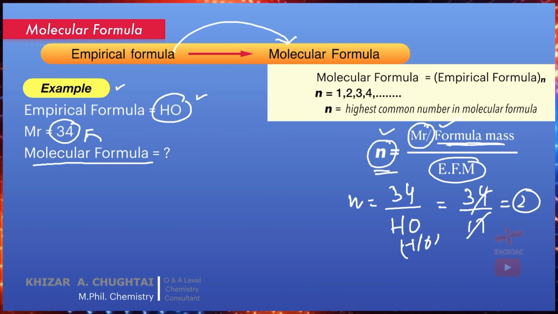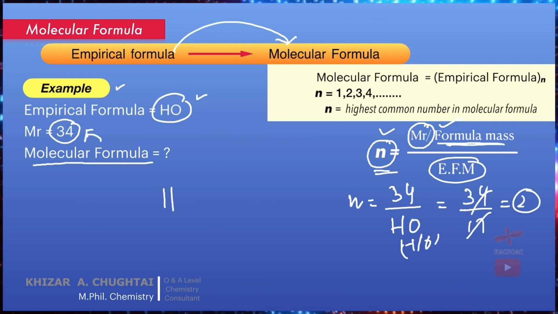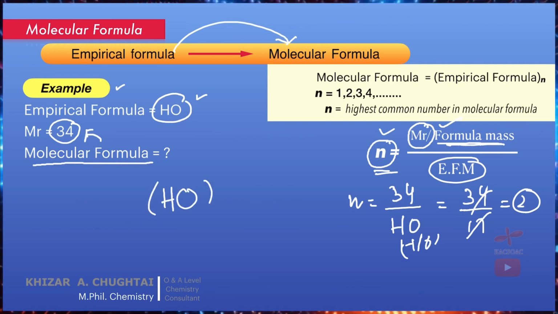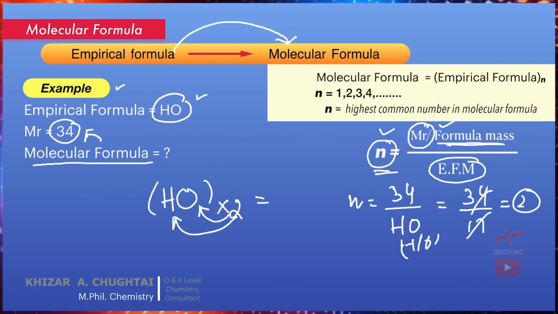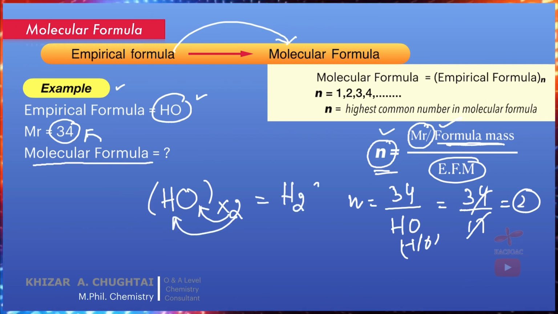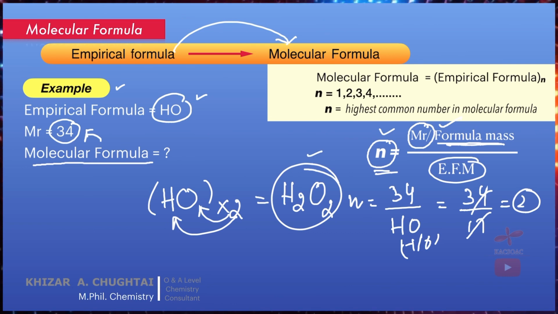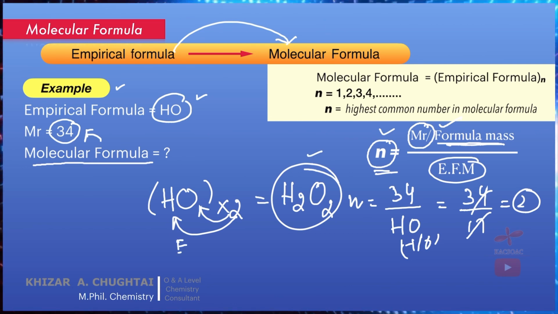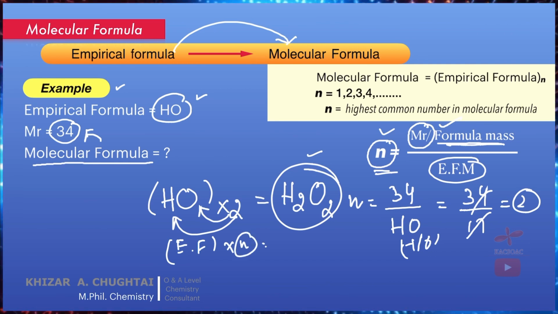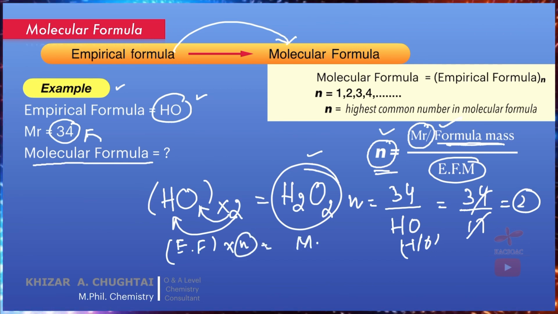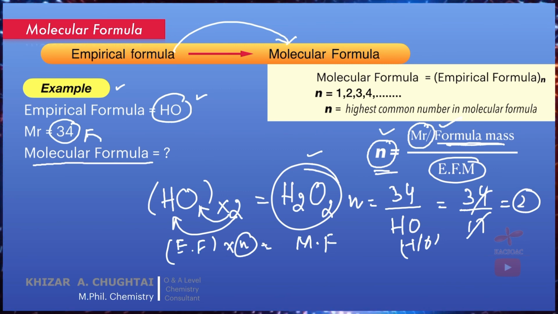So N is equal to 2 in this case, and now we can change the empirical formula by multiplying its subscripts by 2, and it will be equal to H2O2. So this is the molecular formula. The empirical formula can be changed into the molecular formula by multiplying by N. Again, it's the simplest one.